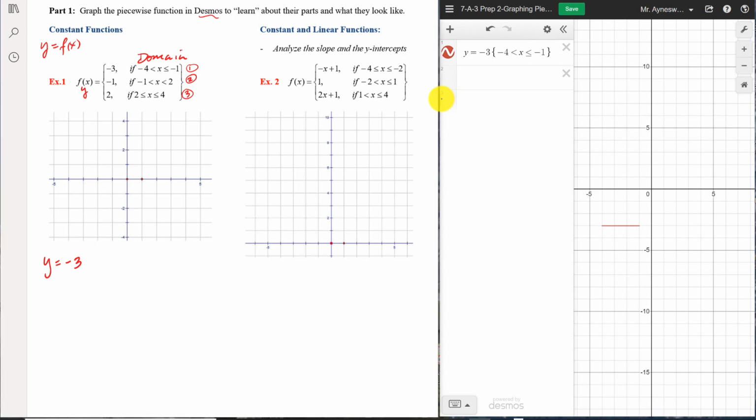So piece number 1 is y is equal to -3. It's constantly -3 from -4 to -1. All right, so there's the first piece. So you learn from Desmos, this is called a constant function.